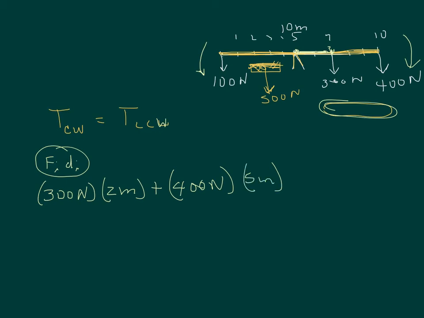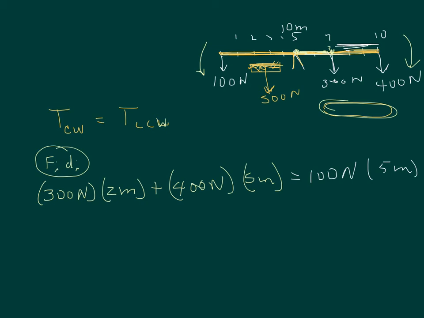So now I have two torques, this torque and this torque. This one pulling this way and that one pulling that way. And that has to equal the torque in the other direction, which is 100 newtons times its lever arm, which is 5 meters, because we always measure everything to the fulcrum.